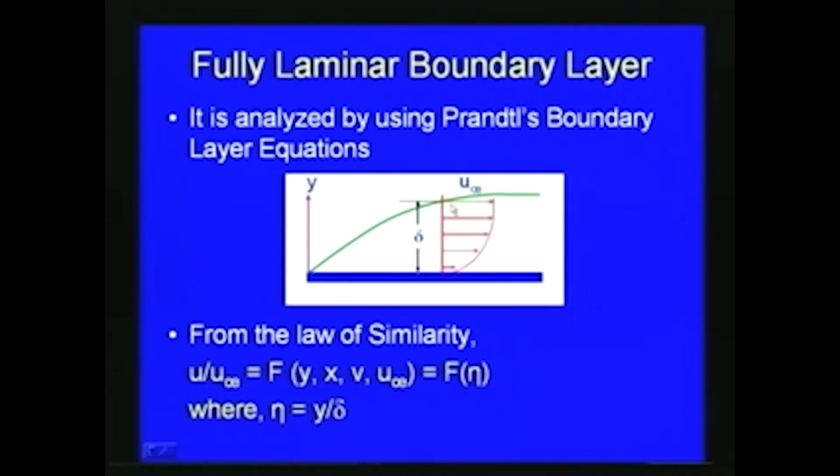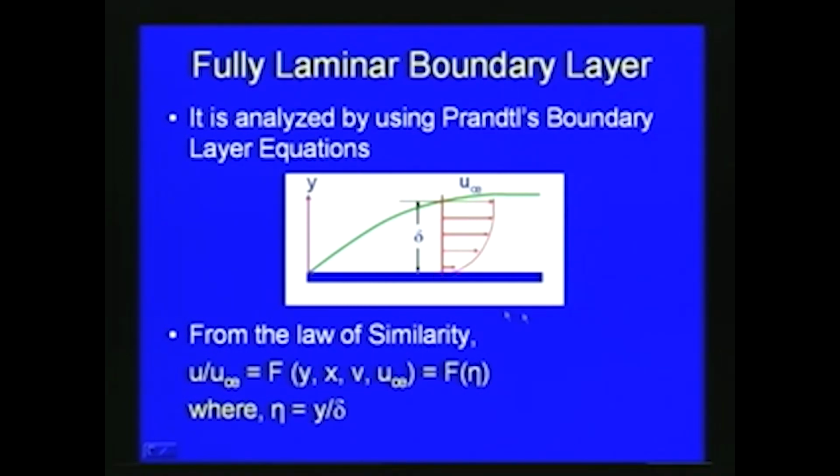So this is the boundary layer thickness, and here u infinity is the free stream velocity. By considering the Prandtl boundary layer equations, from the law of similarity we can write the velocity at any location, u by u infinity, as a function of y, x, nu and u infinity, where nu is the kinematic viscosity. So this is equal to f of eta, where eta we can represent as y by delta, the location we consider where the velocity is u.